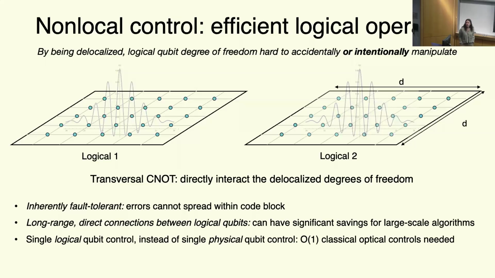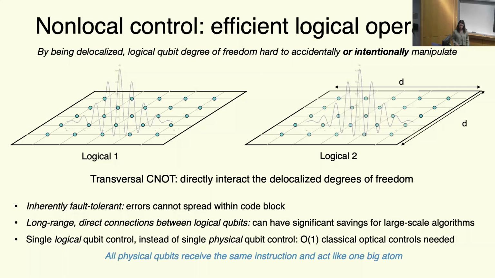And finally, I want to emphasize that here we have single logical qubit control rather than single physical qubit control. So this is all happening again with these two voltages that are just changing the positions of our atoms. In effect, all of the physical qubits are receiving the same instruction and acting like one big atom.